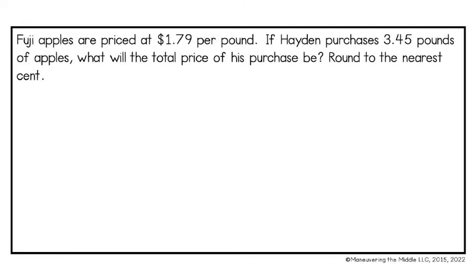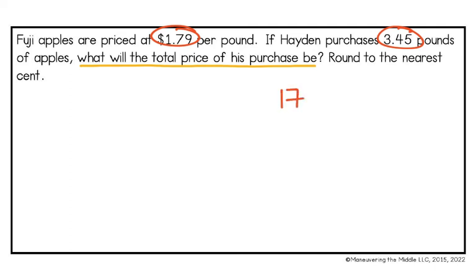If Hayden purchases 3.45 pounds of apples, what will the total price of his purchase be? Round to the nearest cent. So I'm going to underline our question: what will the total price of his purchase be? And I'm going to circle our numbers, $1.79 and 3.45. And now I'm going to multiply.